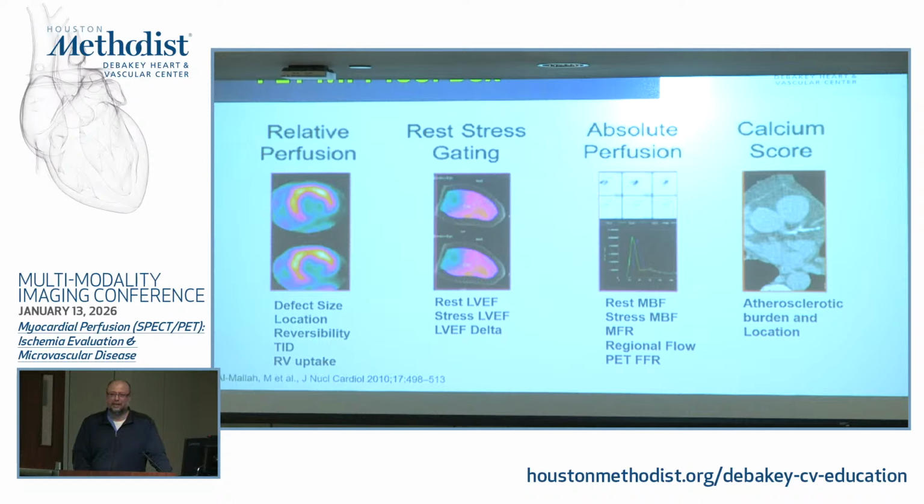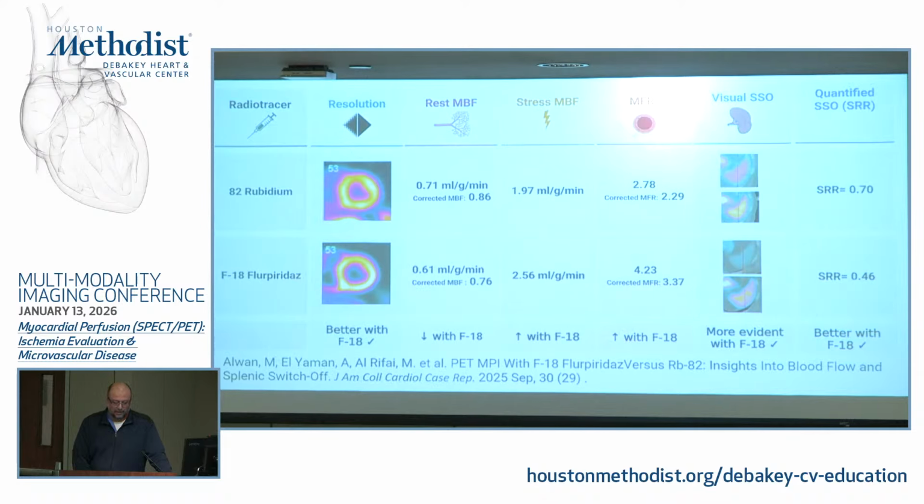Now, the first question that comes to us is how do these numbers compare between the two tracers we use here? So this is another case report by our postdoc where the same patient underwent a clinically indicated rubidium study and then a research flurpiridaz PET. You can see the image quality, and that's partly because of rubidium versus F18. You can see the rest blood flow with rubidium was a little higher, but the stress blood flow with flurpiridaz was higher, which means that we can see higher flow reserve with flurpiridaz.